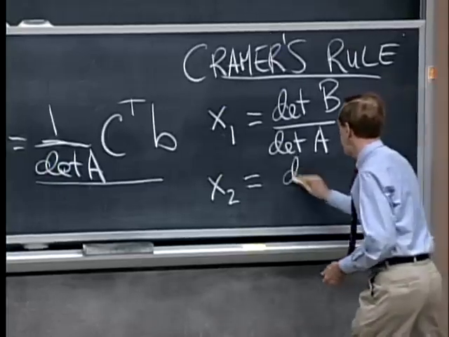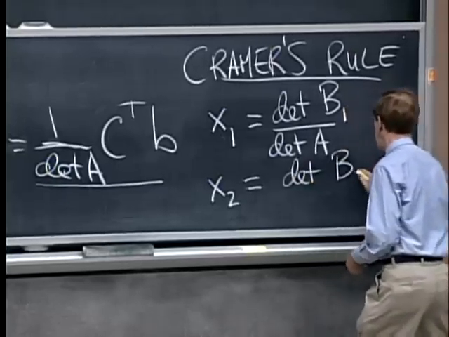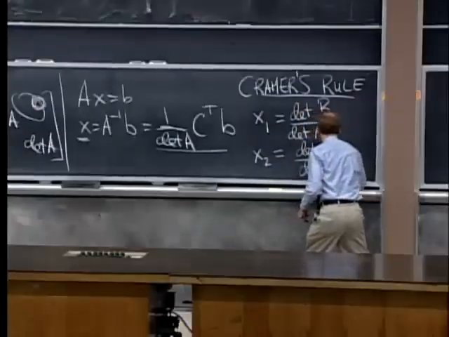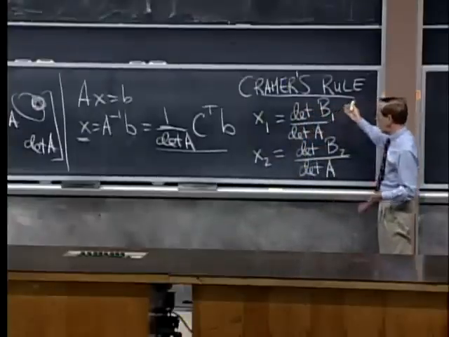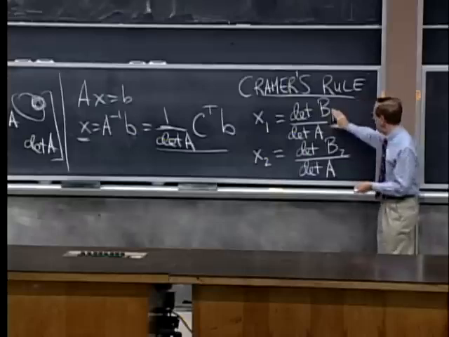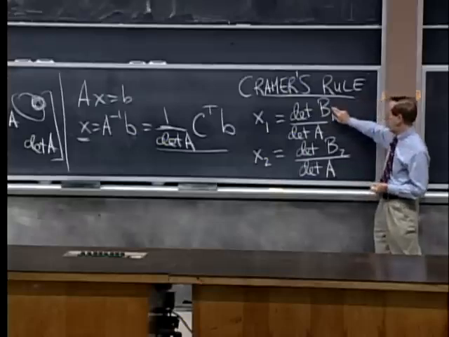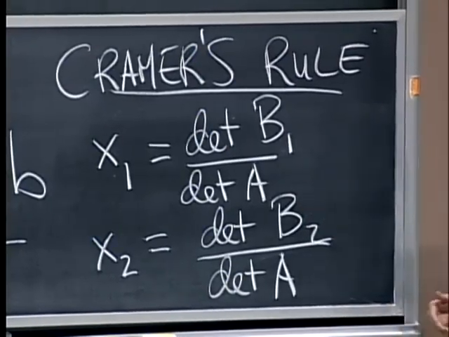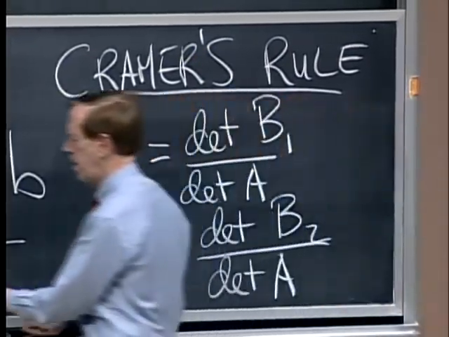X2 will be the determinant of some other matrix, B2, also divided by determinant of A. So now Cramer just had a good idea. He realized what matrix it was, what these B1 and B2 and B3 and so on matrices were. Let me write them on the board underneath.